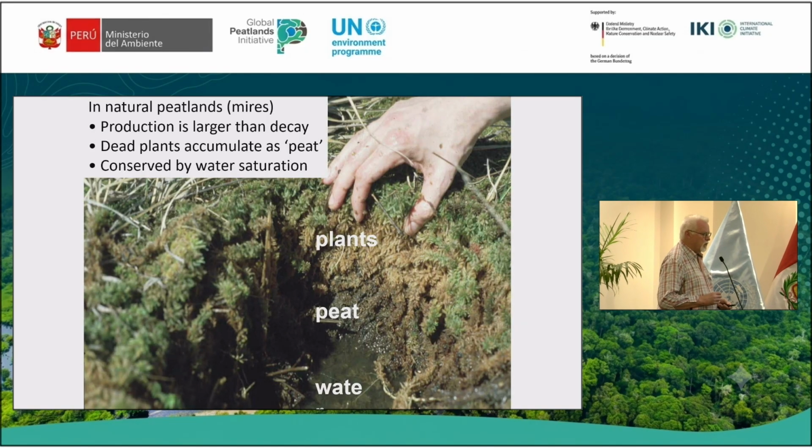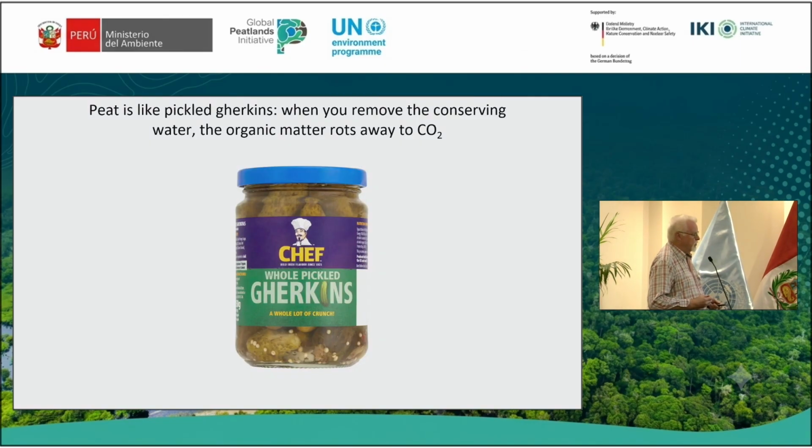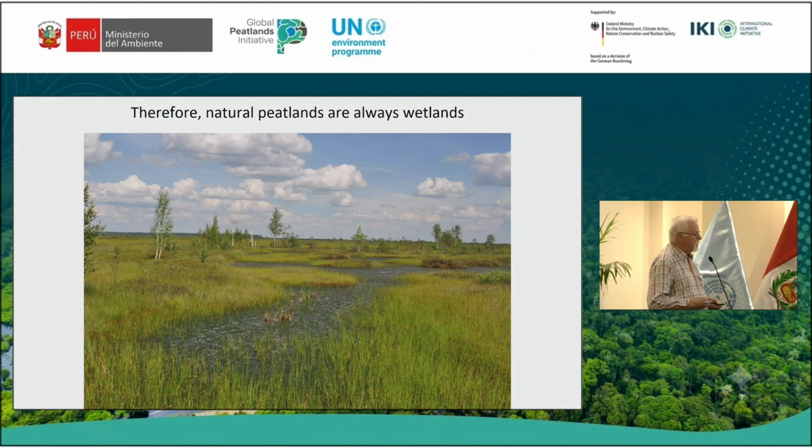In natural peatlands that we call mires, the production of organic material is larger than the decay, and as a result, dead plants accumulate as peat. And this peat is conserved by water saturation. Peat is like pickled gherkins. When you remove the conserving water, the organic matter rots away to CO2. And therefore, natural peatlands are always wetlands.